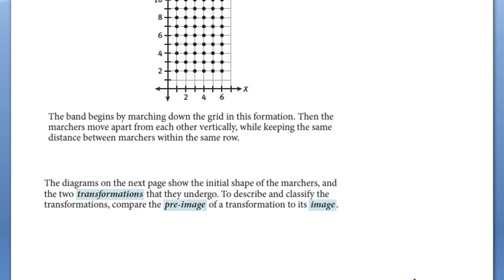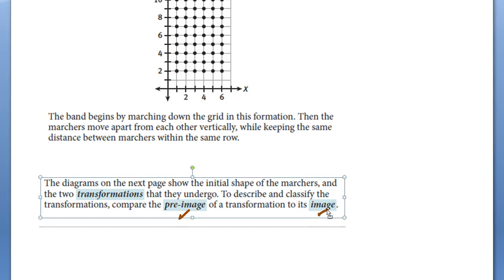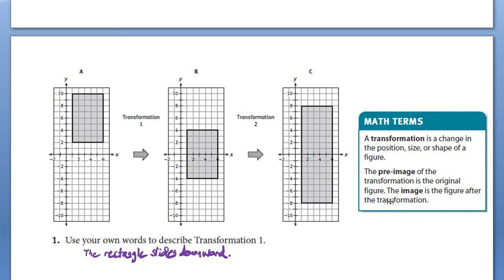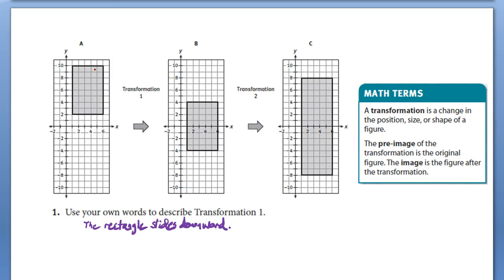To describe and classify the transformations, compare the pre-image of a transformation to its image. So here we're using this example of a marching band and their formations to bring us into the geometry topic of transformations. Here are those drawings. We have the original rectangle filled with the band members. Remember, they were dots on the grid. And then they move in a group to create this arrangement on the field. And then the next transformation, they move in a group, kind of stretching out this way and this way, increasing the space between the people.